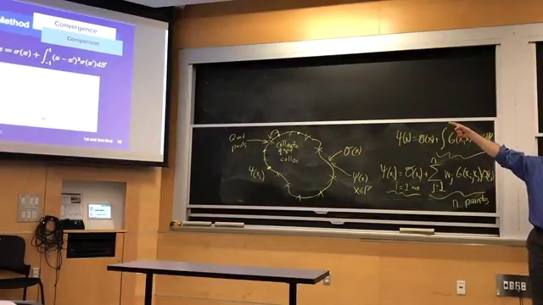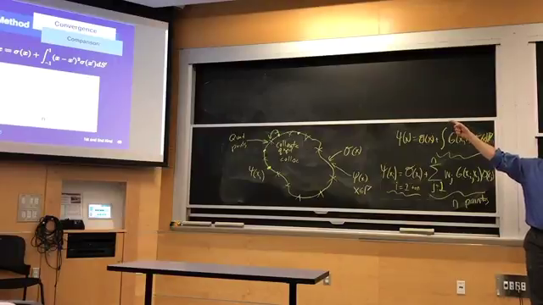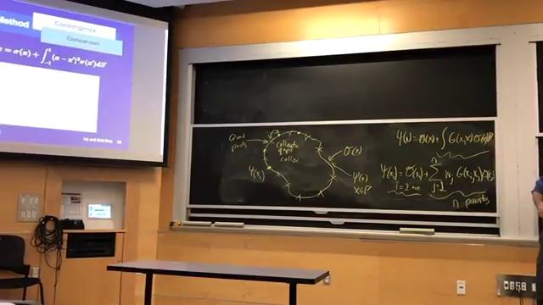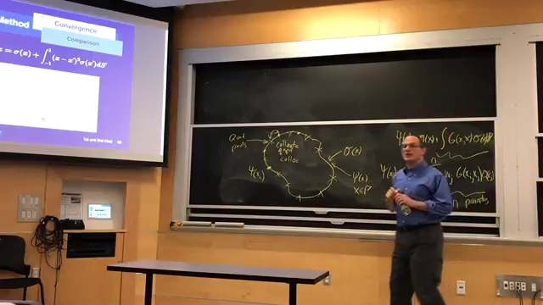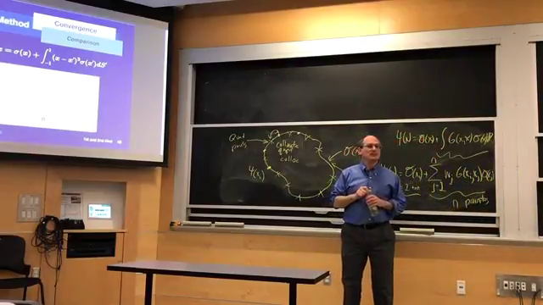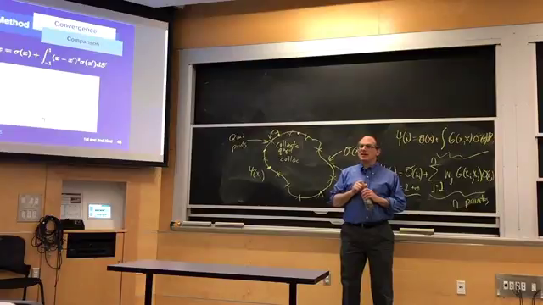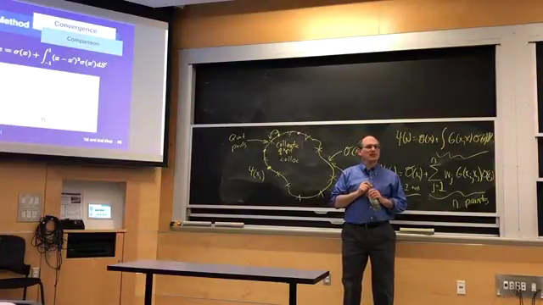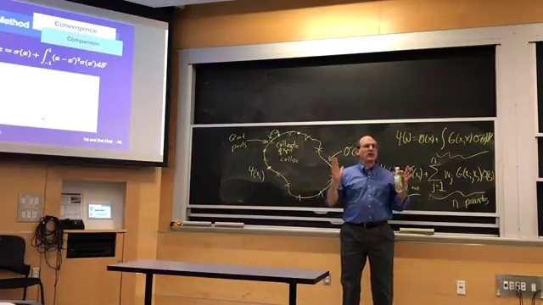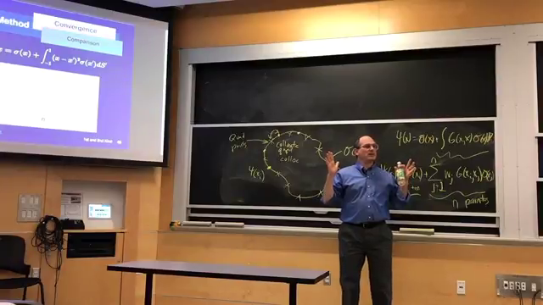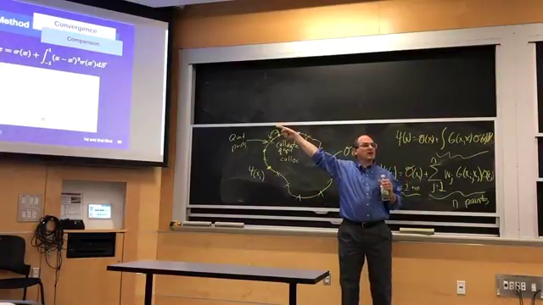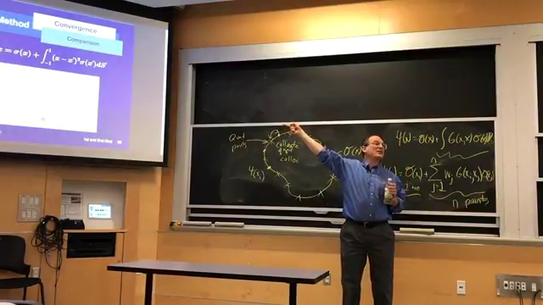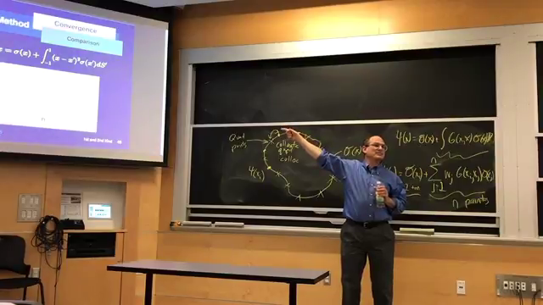But I did something here and made it different from the original Green's function. What did I do? Why is this Green's function different from the one I started the lecture with? Remember the one at the beginning of the lecture? It was the absolute value of x minus x prime. And now I've changed it to be x minus x prime squared. Why did I do that?